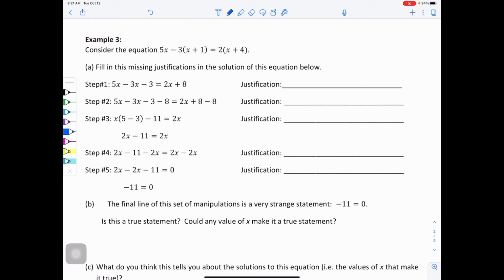Okay, now let's move on to example 3. We're going to consider the equation that you see up at the top. I'm going to box it in again so you can see where we're starting. And again, we will look at the steps used to solve and justify them using our properties.